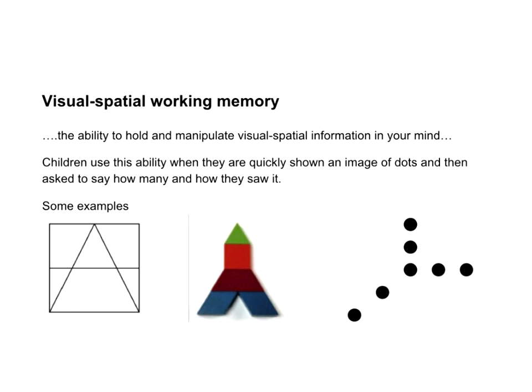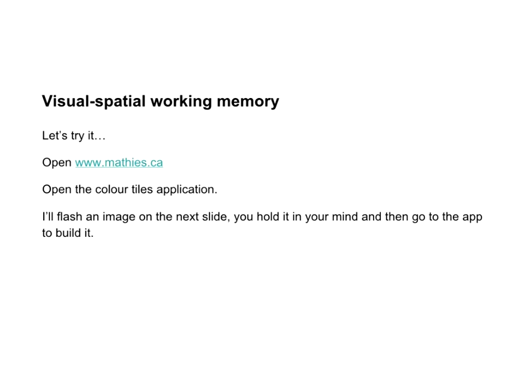And we see that in our classrooms when we quickly show an image, like dots, and ask them how many they saw. Or quickly show a drawing and then ask them to copy it. Or quickly show an image of pattern blocks and ask them to build it. So again, they've seen a visual image, they're trying to hold it in their memory, and they're trying to manipulate it and do a task with it. So this is what we want to try.